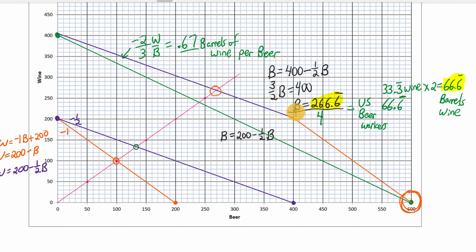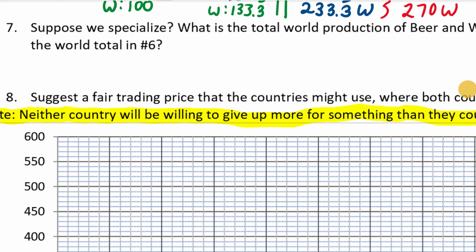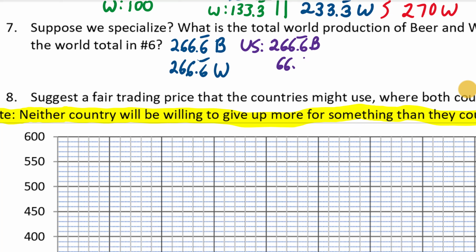Okay, let's go write down everything that we know so far. When they specialize in trade, again, assuming that both countries are going to want an equal amount of beer and wine in the end, the world total production is going to be 266 and 2/3 barrels of beer, 266 and 2/3 barrels of wine. And the way that's going to go down is the United States is going to be producing all the beer and 66 and 2/3 barrels of wine, and France will fully specialize into wine.